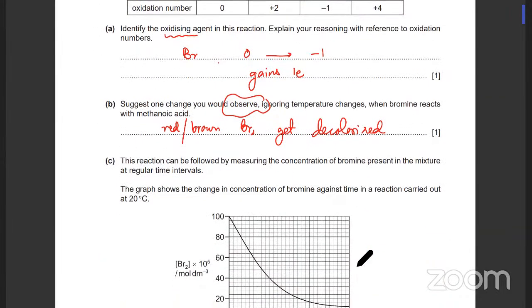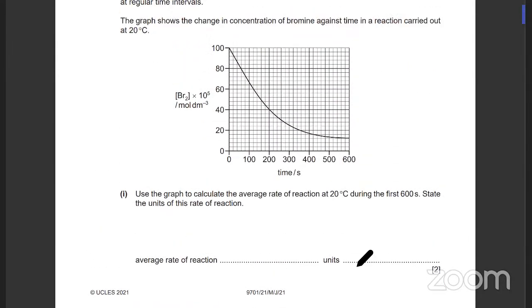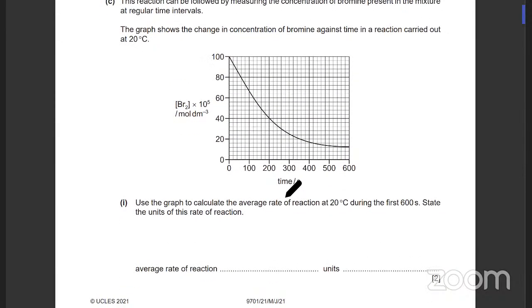Okay, sir. I said use the graph to calculate the average rate of reaction during the first 600 seconds. State the units of this. Remember, you'll be asked about calculating the rate of reaction. And it's a very small thing, but what is the rate? Rate is when you measure any change with respect to time. It could be any change. It could be the gas volume changing with respect to time.